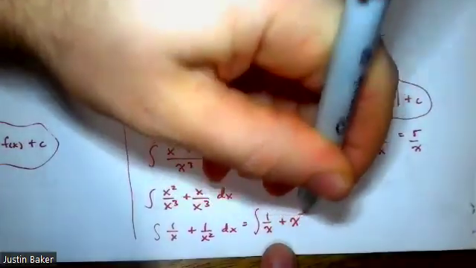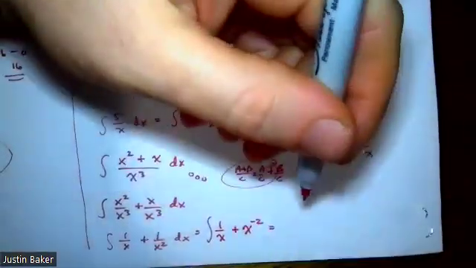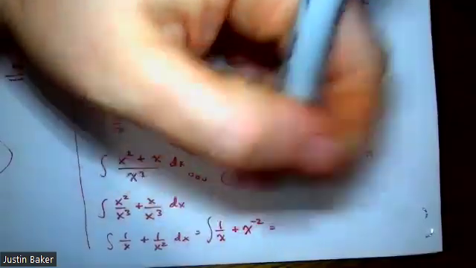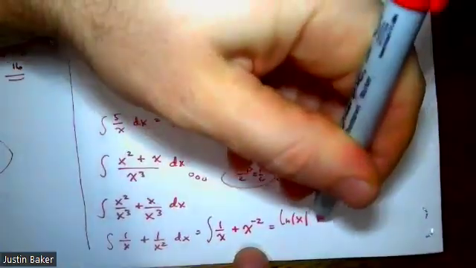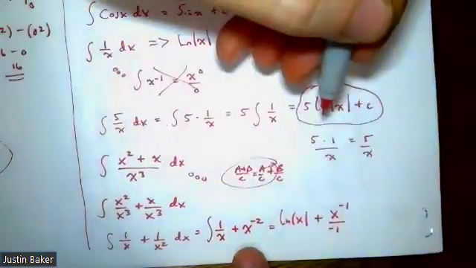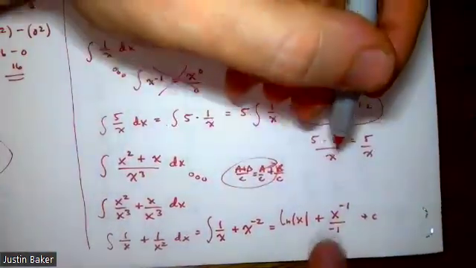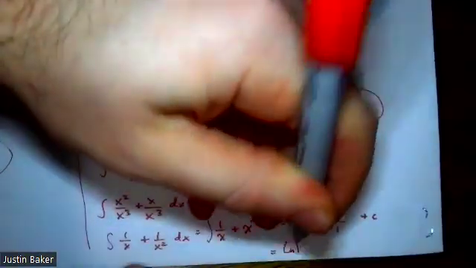Plus, and then this is x to the -2. So that when you integrate, the first piece, we know the answer, that's natural log. And the second piece, when you integrate that, add 1 to the power, divide by the new power. And then we just want to clean this up a little bit. So this would be natural log.